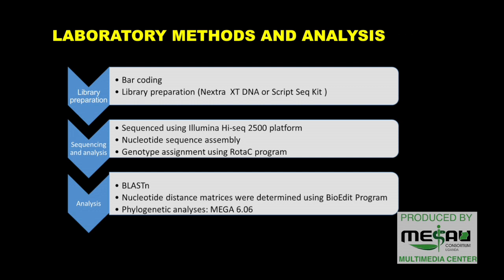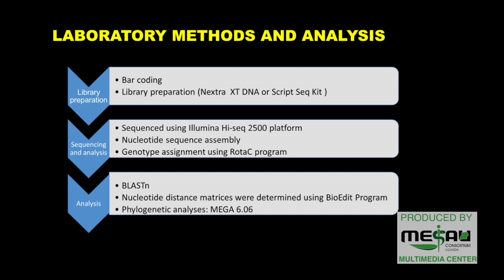So each sample now had 11 segments, and we tried to find out which genotype each of these segments belongs to. So we used the ROTAVIRUS program. We also did BLAST to compare the sequences we had got with the sequences that have been reported in the GenBank.